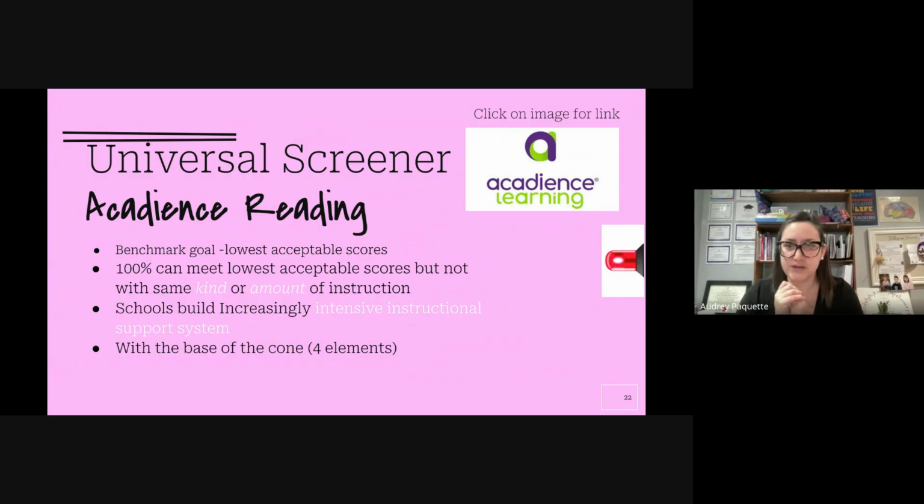So universal screeners are really a way, what they do is they measure the health of a system. Okay, so when we're talking about a universal screener, everybody gets it, it's universal. We're measuring the health of a system, all right? And for example, yes, Acadience learning, so the ORF, for example, is a universal screener, okay?